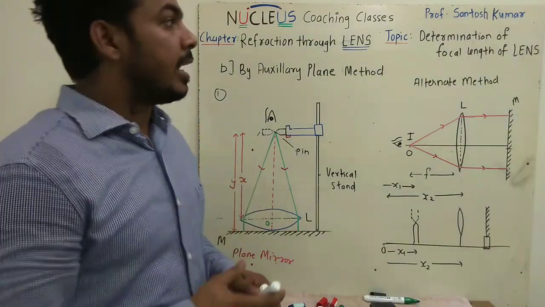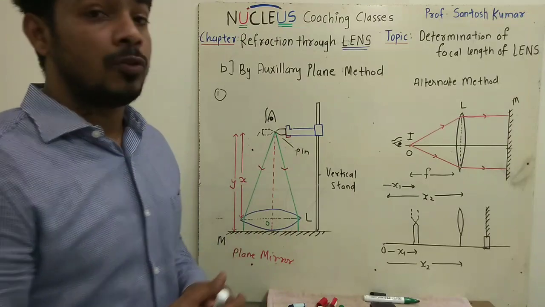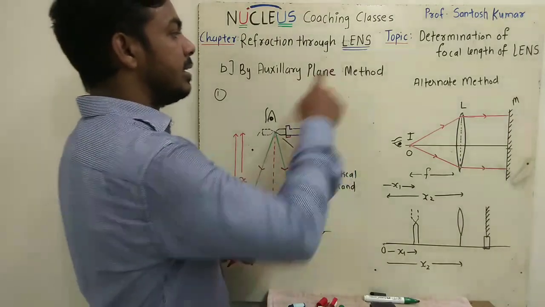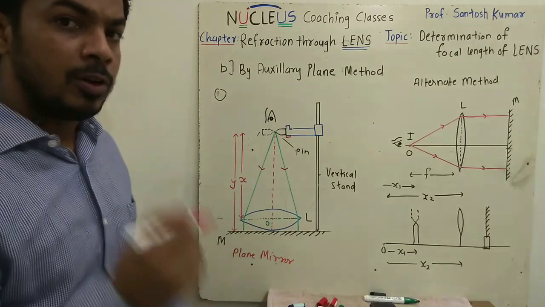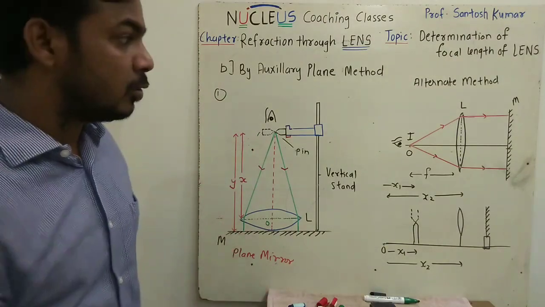Now let's study the second method for determination of focal length of a lens. I am talking about the auxiliary plane method. But before studying this method, I will give you two basic principles which we are going to use.